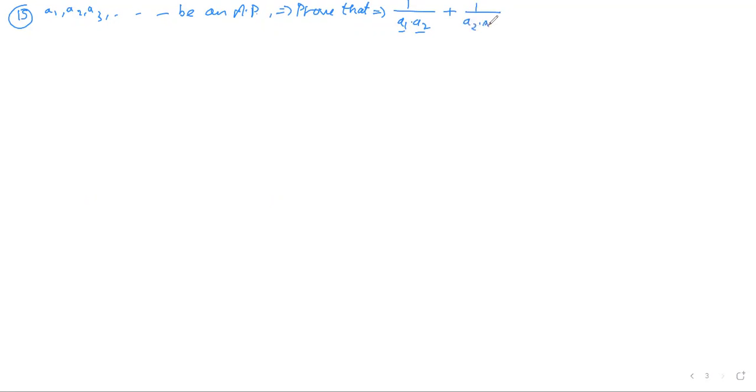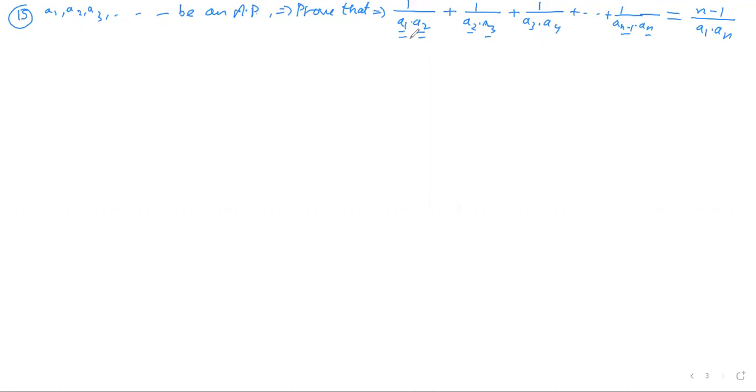plus 1 upon a2 a3, plus 1 upon a3 a4, and so on up to 1 by the n minus 1 term and an. Think about the relationship between two consecutive terms. We have to prove that this sum is equal to n minus 1 upon a1 into an.